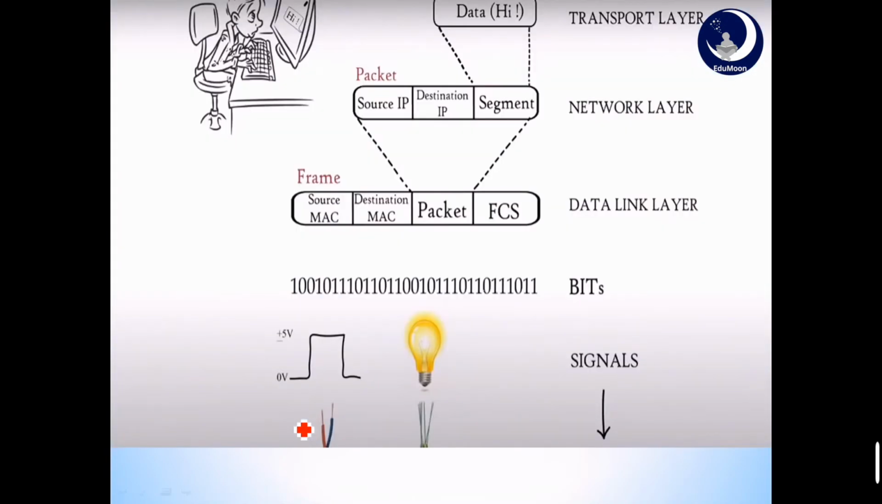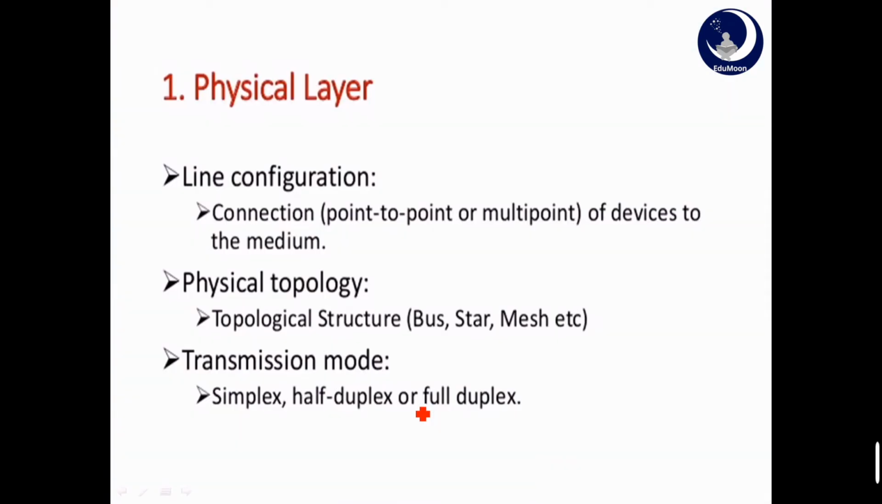Next is the physical layer. Here it converts the binary sequence which is received from the data link layer into bits. That is, it receives binary digits, and these binary digits it converts into signals which are transmitted in the form of copper wires, optical wires, or in the form of radio, which is wireless. These are the functions of the physical layer.